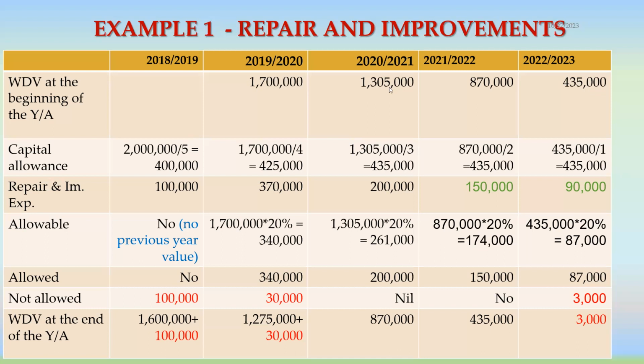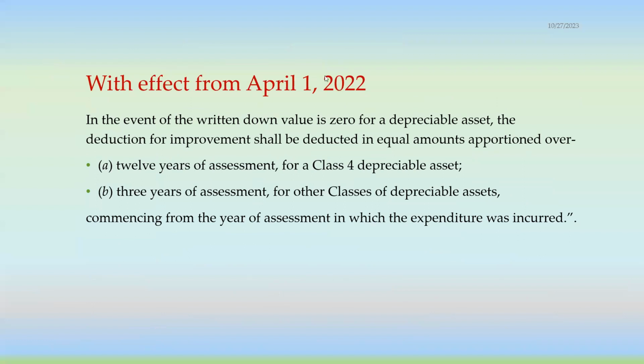So after getting this written down value to 0, even though they incur expenses for repair, especially improvements, they can't deduct any amount as an improvement cost. Isn't it? When this is 0, nothing can be given. That is why we have included this amendment in 2020.